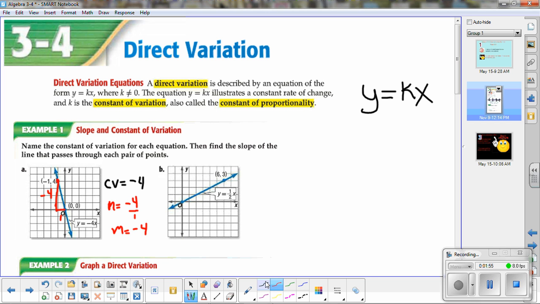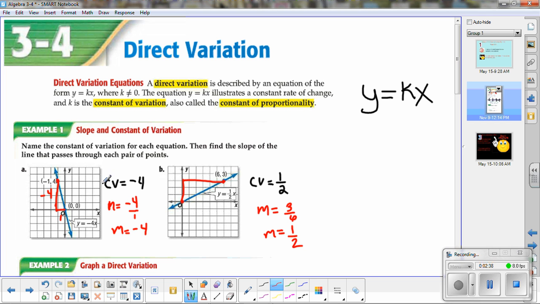In our next example, if this is our equation of the line, y equals 1/2 x, the constant of variation is going to equal 1/2 because that right there is k, or the coefficient of x. Now for the slope, remember, slope is rise over run. So to go from this point to this point, we rise 1, 2, 3, and we run 1, 2, 3, 4, 5, 6. 3 over 6 is 1/2.